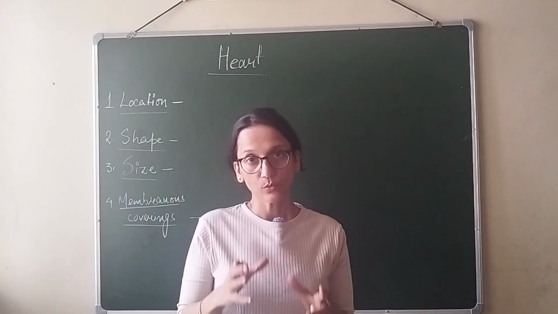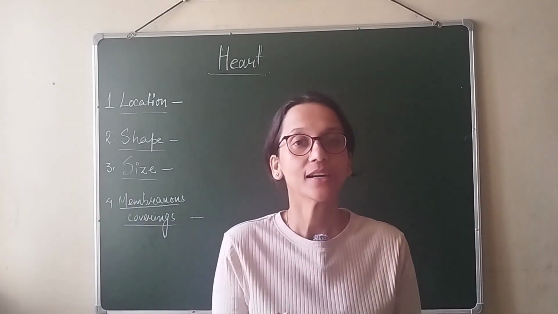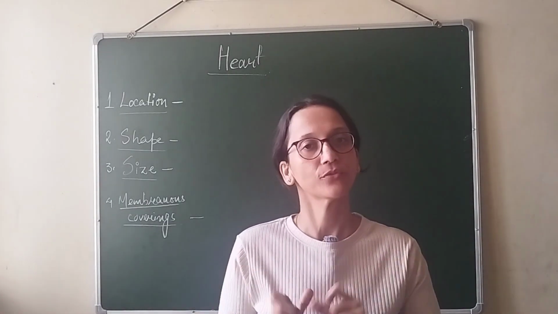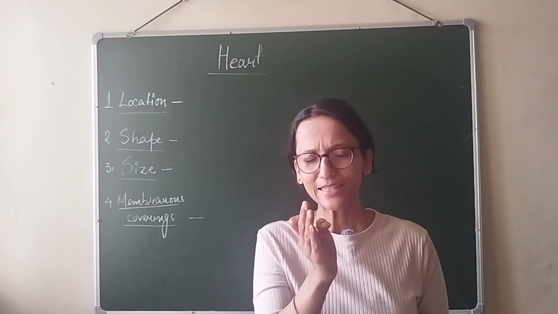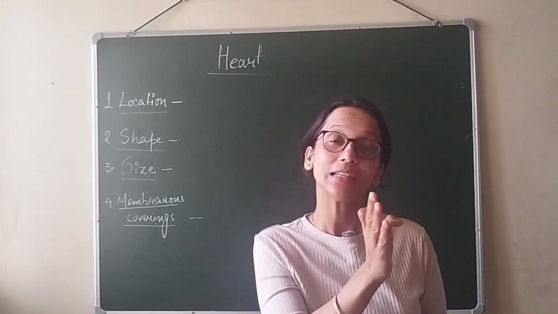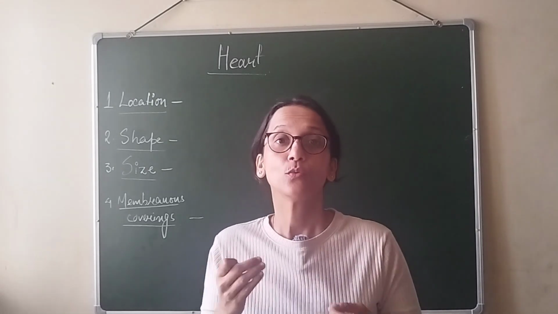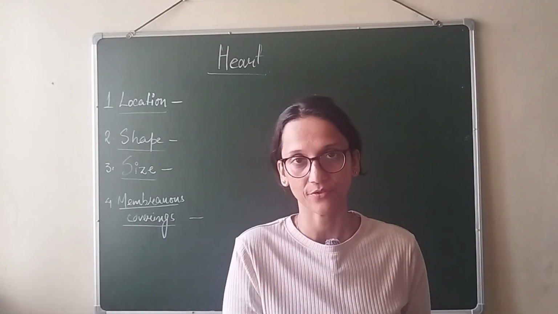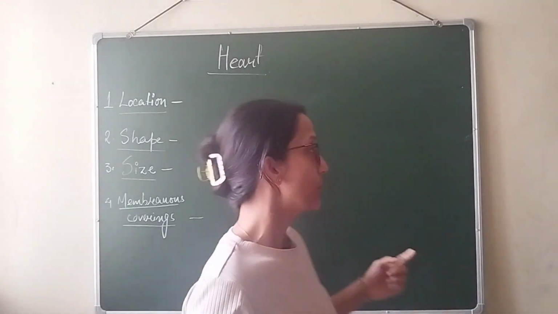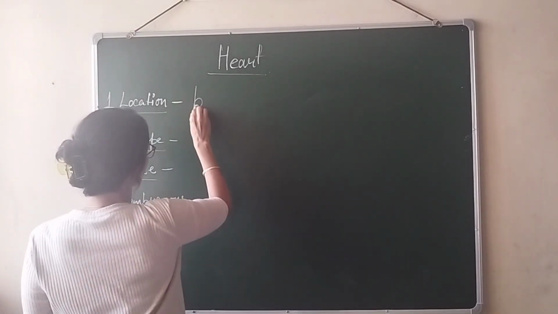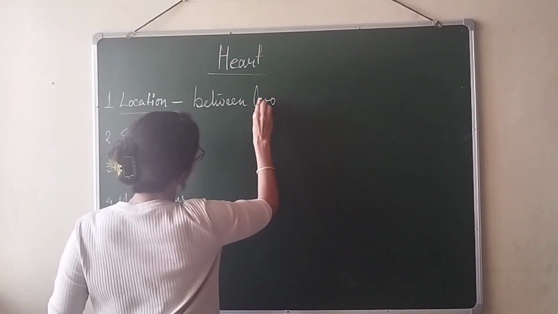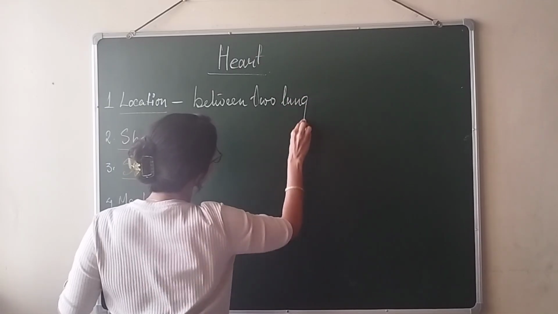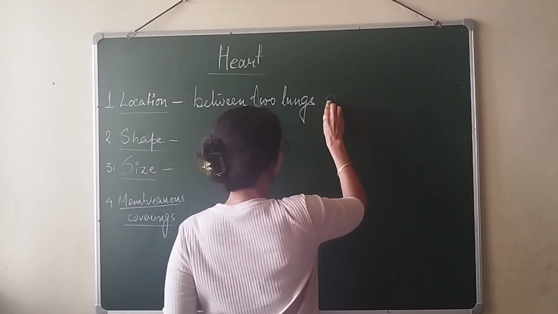When we want to know the location of the heart, remember the heart is located right in the middle of the two lungs. But the lower part of the heart is little more tilted towards the left side. That is why you feel your heartbeat towards the left side. But otherwise, the location of the heart will be actually between two lungs and above the diaphragm.